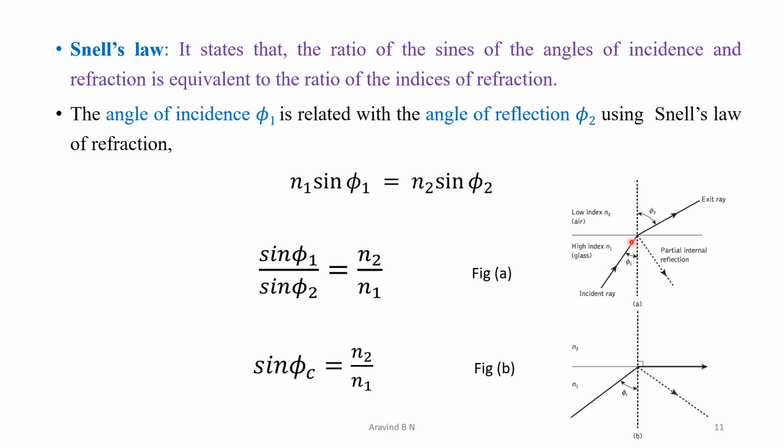The angle of incidence is taken in the medium having refractive index n1, and the angle of refraction is taken in the medium having refractive index n2. Therefore, we have the expression n1 sin phi 1 equals n2 sin phi 2. By rearranging this expression, taking sin phi 2 to the left-hand side and n1 to the right-hand side, we get sin phi 1 divided by sin phi 2 equals n2 by n1. This also refers to the same diagram, which is why figure A is represented here.